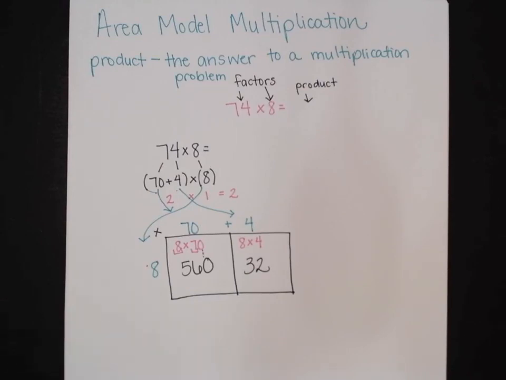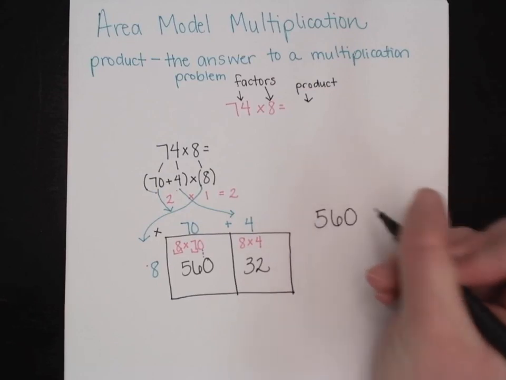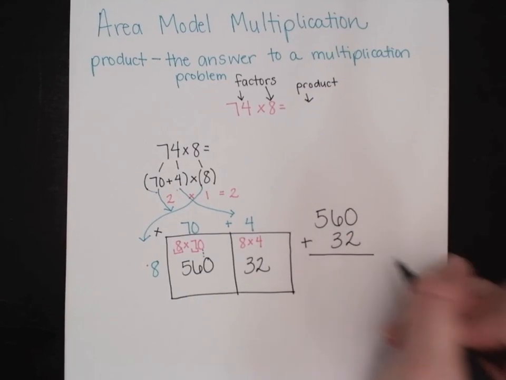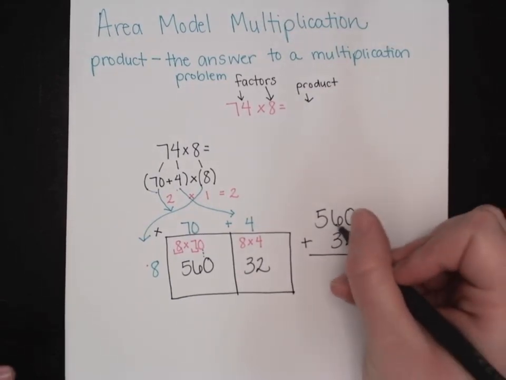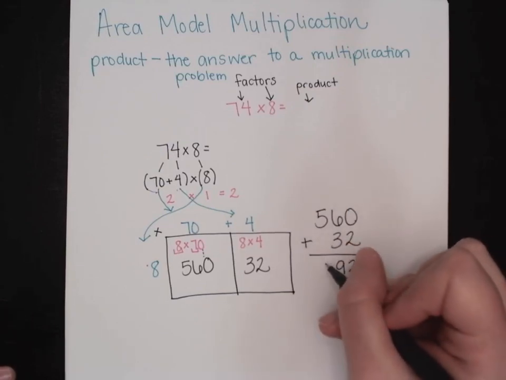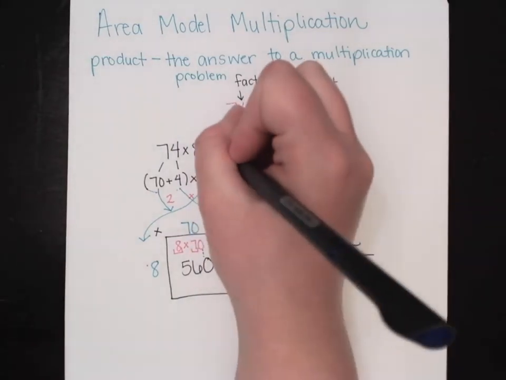Now my last step is to add these products together. So I have 560 plus 32. 0 plus 2 is 2. 6 plus 3 is 9. And 5 plus 0 is 5. So your product of 74 times 8 equals 592.